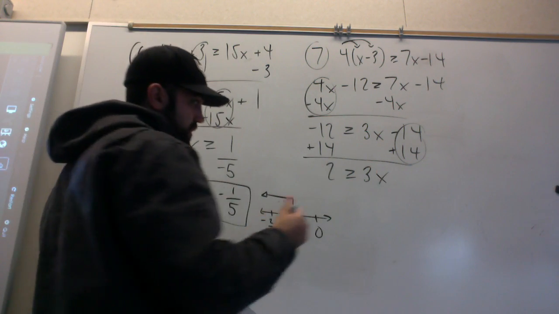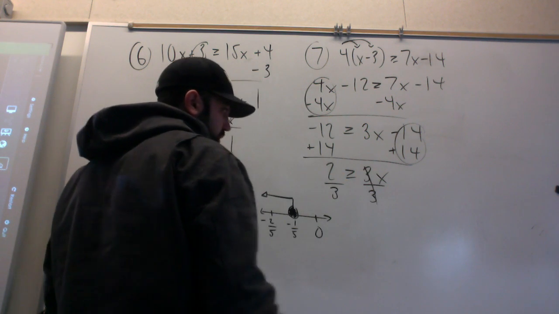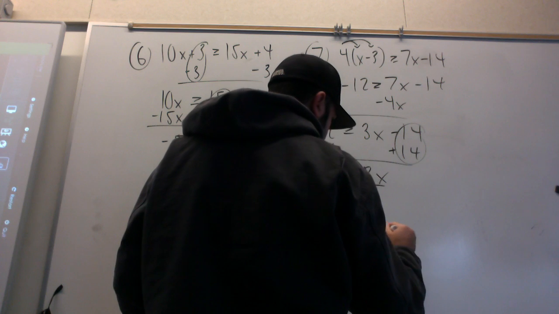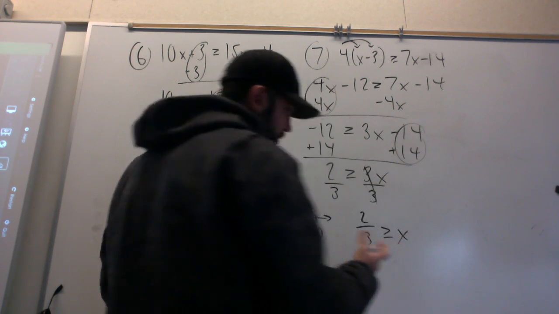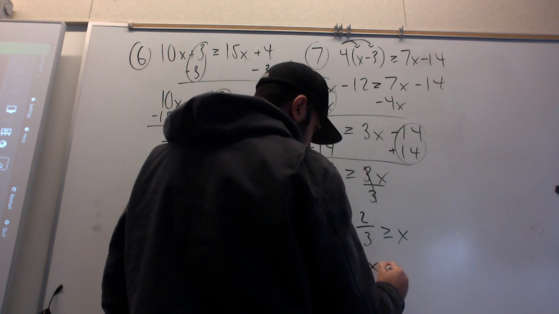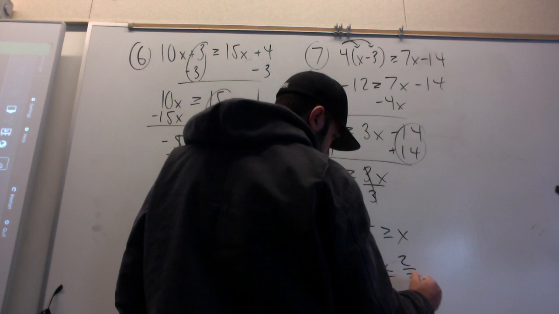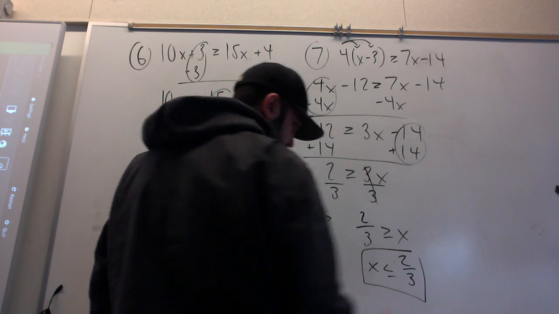Okay, so now to get the x by itself, we can divide by 3, makes 1. So we end up with this 2/3 greater than or equal to x. Well, I kind of prefer to put that variable first, so if I put it first, it's pointing at the x, open to the 2/3. It would look like this.